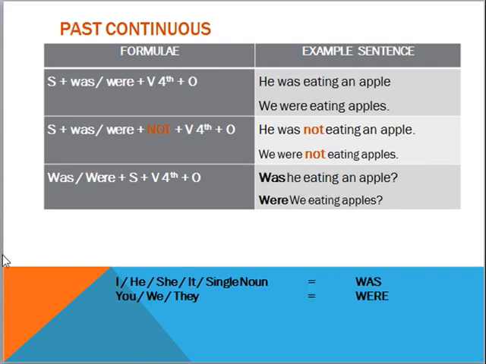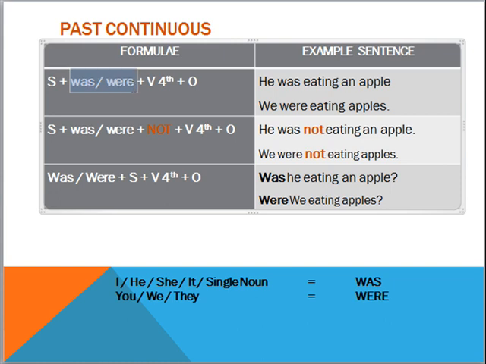Next to come is past continuous. It is similar to present continuous except these two words. The helping verbs are different, and that is was for the singular and were for the plural most of the time. And fourth form of verb means ing form, and then object. Similarly, in the negative we use not after was or were, and in interrogative we bring was or were in the beginning of the sentence.